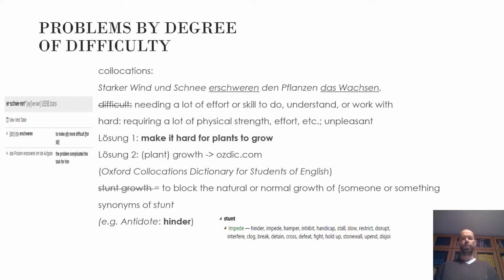"erschweren". So what we could do, or what you could do in such a case, is look for a synonym of "stunt". And for instance, in a dictionary like Antidote, we find "impede", "hinder", etc. "Hinder" would be a good choice here. So "plant growth is hindered by".